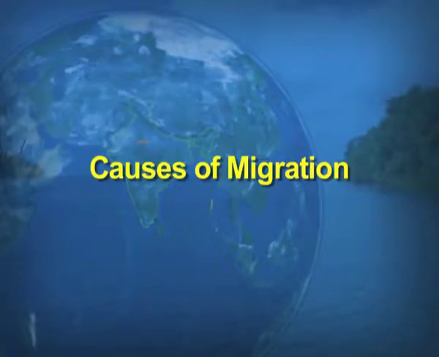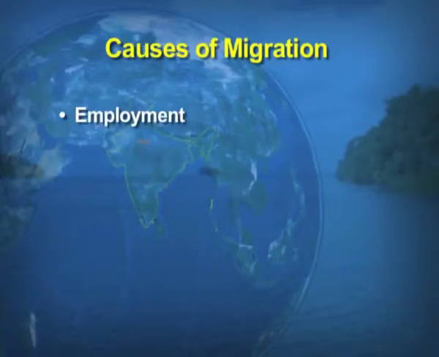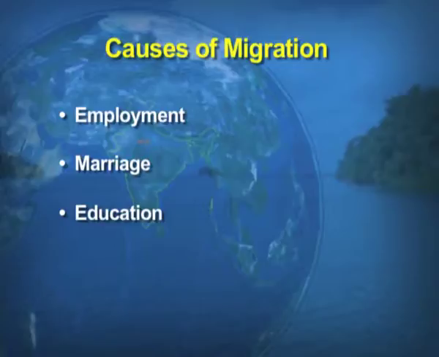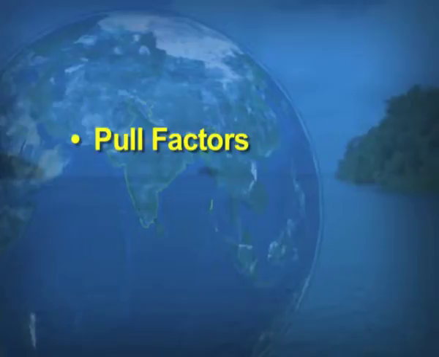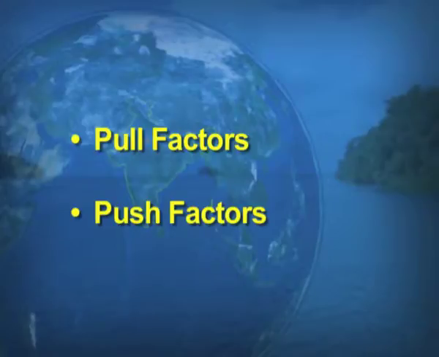Now, there are various causes that people migrate from one place to another. The causes can be: number 1, employment; number 2, marriage; number 3, education; and number 4, if people feel a lack of security at a certain place, they would like to migrate to a safer place. Now, the factors which are responsible for migration, we divide into two parts. One is the pull factors and the second is the push factors.